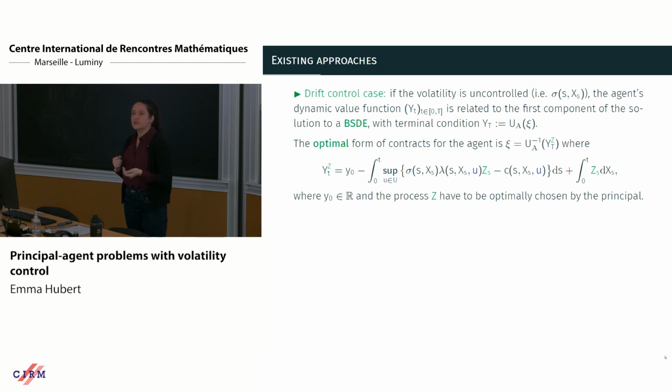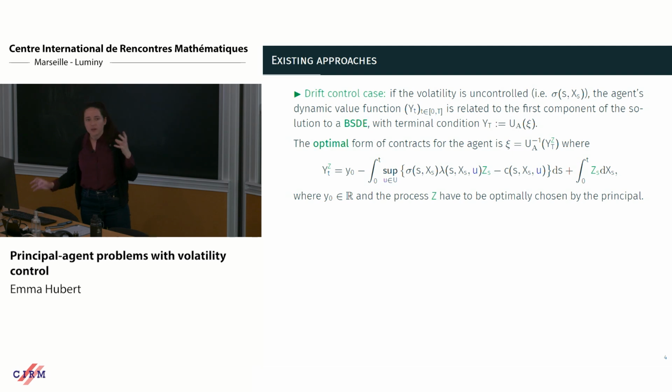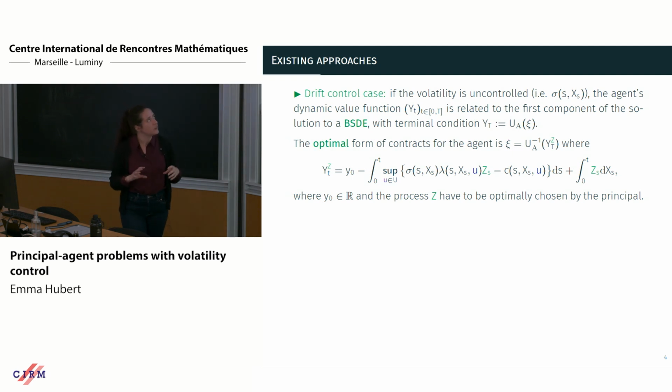So that's the part that's going to incentivize the agent to make some effort on the drift, basically. Okay, and so basically the idea is that when you look at the principal problem, instead of looking at every possible form of contract, you can just restrict to that form of contract. These are going to be the optimal form. And so that makes the problem of the principal way easier to tackle, because the principal just has to choose this process Z in the contract.